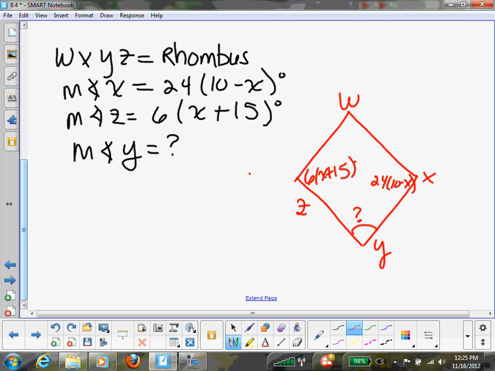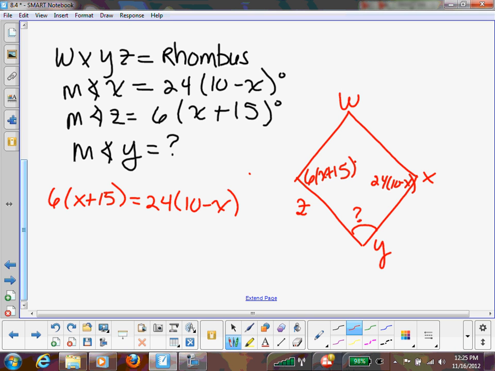The marker's just kind of thick. Mary? Why? If this is not a side. Okay. In a rhombus, opposite angles are congruent, yes.